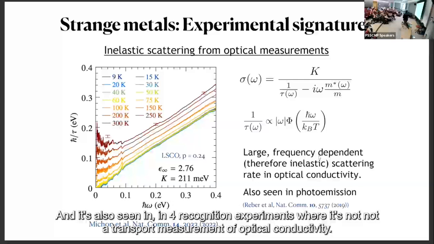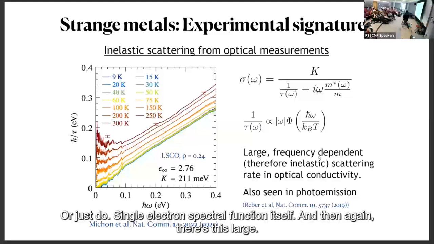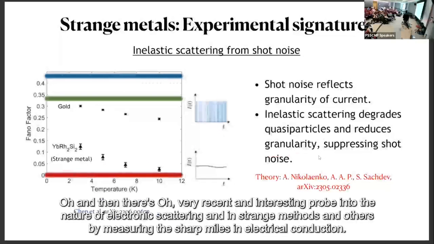And it's also seen in photoemission experiments, where it's not a transport measurement of optical conductivity, but rather just a measurement of the single electron spectral function itself. And then again, there's this large omega-linear scattering rate. And then there's a very recent and interesting probe into the nature of electron-electron scattering in strange metals, and that is by measuring the shot noise in electrical conduction.